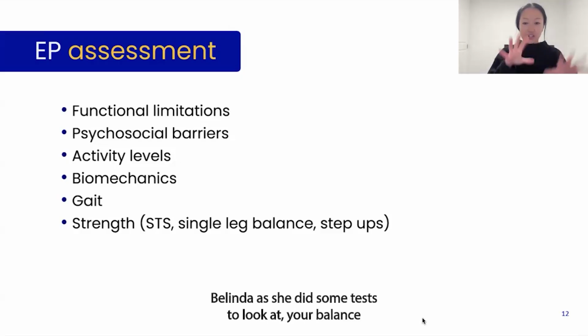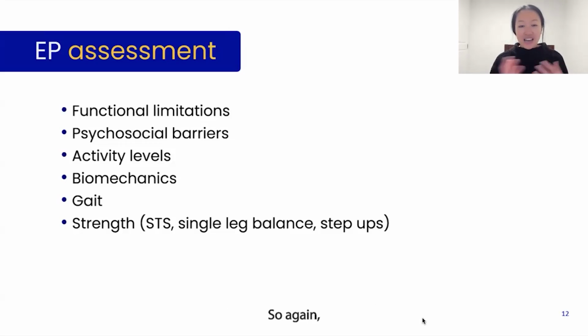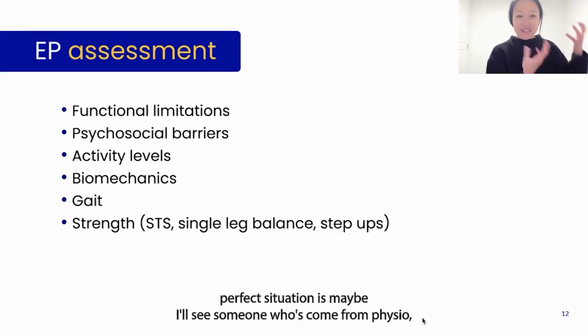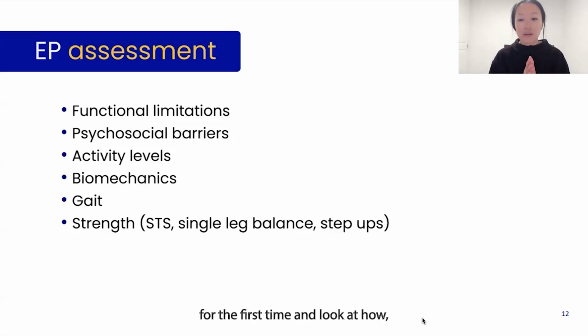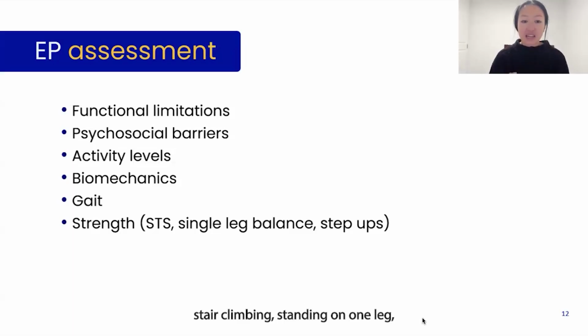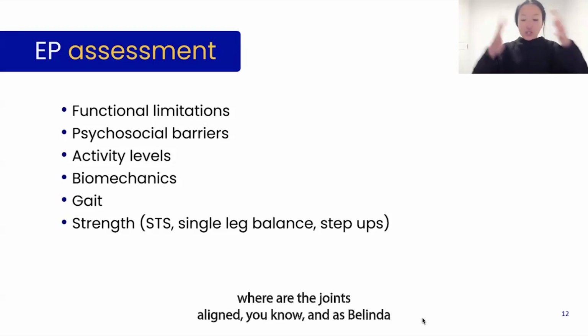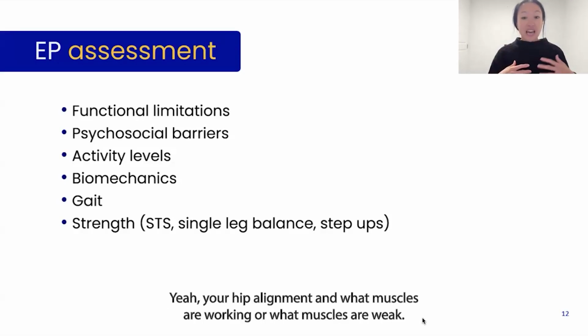Similar to Belinda, as she did some tests to look at your balance and how you might squat or how you might single leg squat, we look at biomechanics. So again, perfect situation is maybe I'll see someone who's come from physio, but if you've not seen a physio and I'm seeing you, then I get to look at you for the first time and look at how your alignment is. So when we talk about alignment, when you're doing things like squatting, stair climbing, standing on one leg, where are the joints aligned, and as Belinda mentioned before, you might have heard her say the word Trendelenburg, but that actually just shows us your hip alignment and what muscles are working or what muscles are weak.